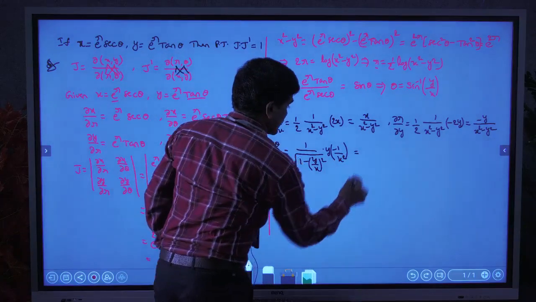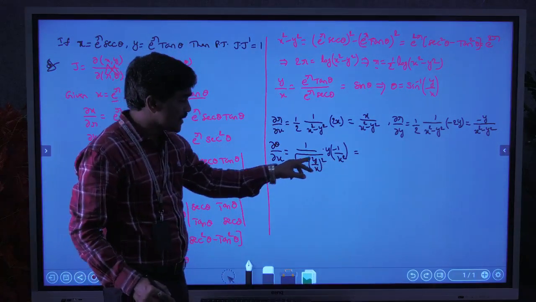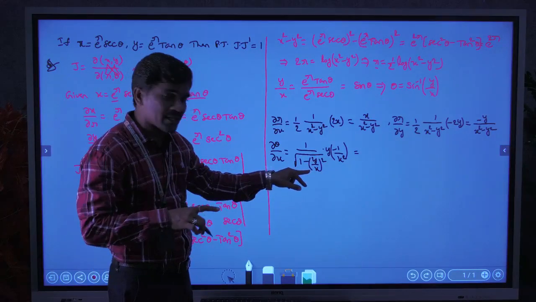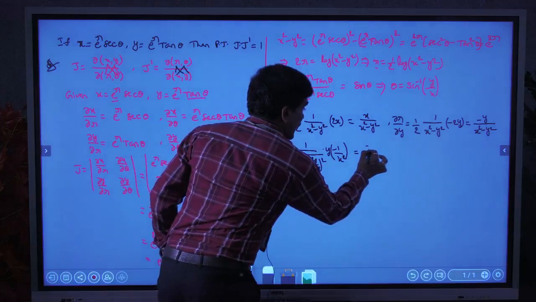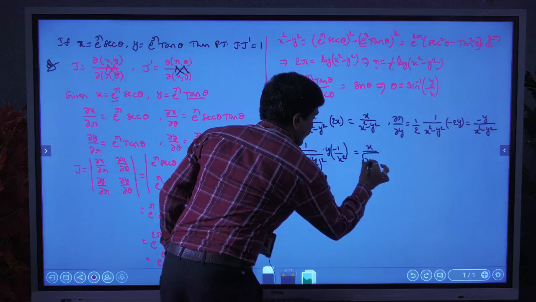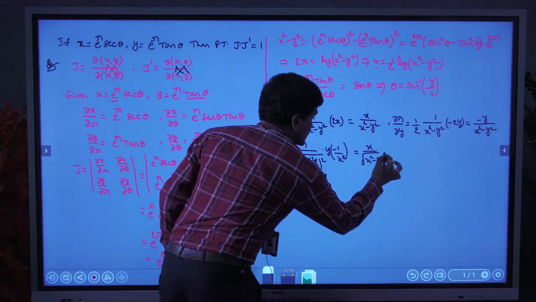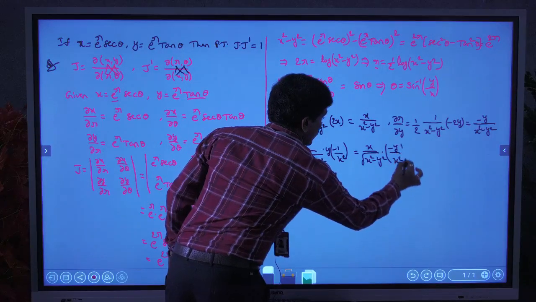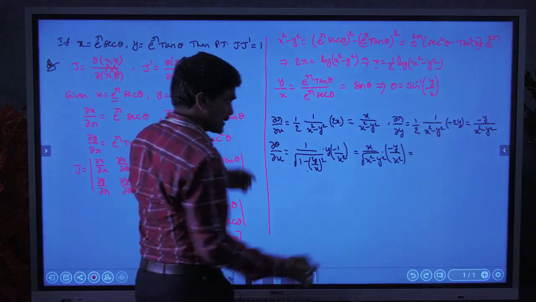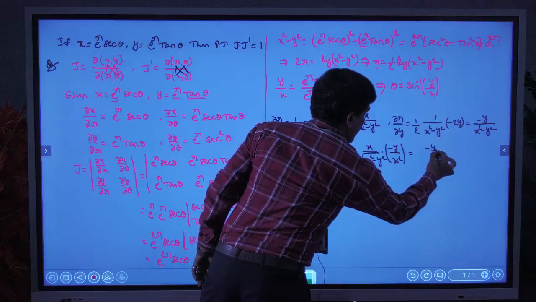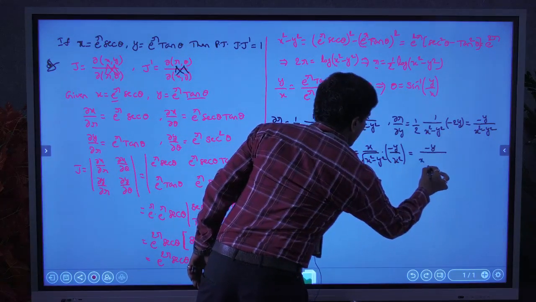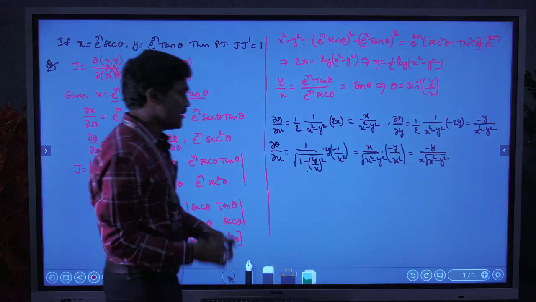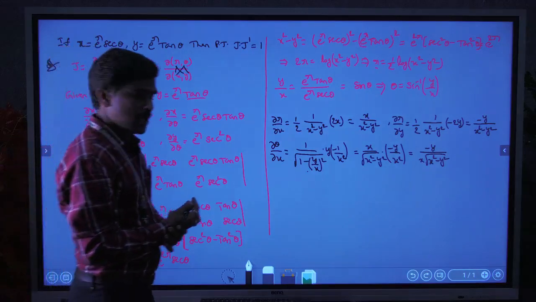Now simplifying this, take the LCM: x square minus y square by x square, under the square root. Taking x square into the numerator, the square root cancels. Finally we get x by square root of x square minus y square, times minus y by x square. Then x cancels. Finally, minus y by x into square root of x square minus y square. This is dou theta by dou x.